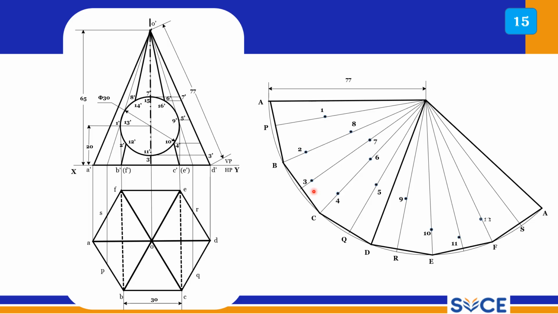But you have to connect these points using French curves. You have to connect them very carefully. On the other side you have 9, 10, 11, 12, 13, 14, 15, 16. On the other side you are getting similar points, right? So please connect them using French curves very smoothly, right?